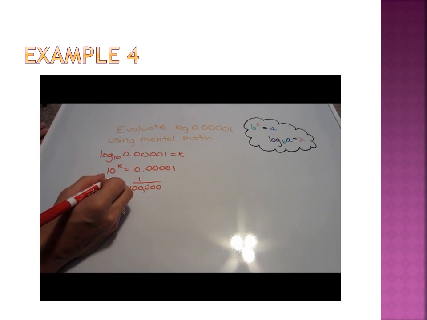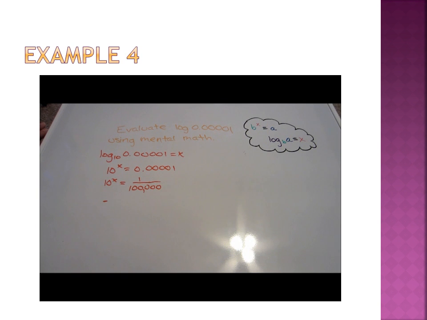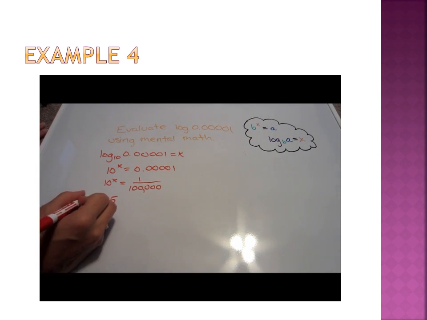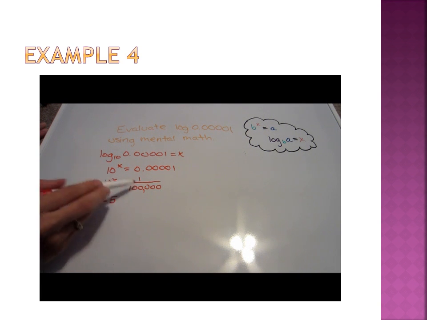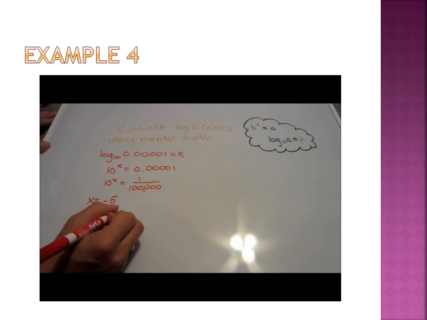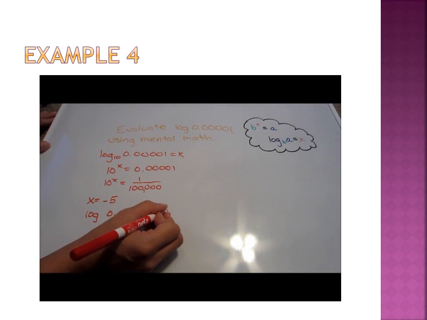Now 10 to the x, the x will be negative, and there are 5 zeros, so it's going to be -5. The negative puts it in the denominator of the fraction, and 10 to the 5th is 100,000. So log of 0.00001 is -5.